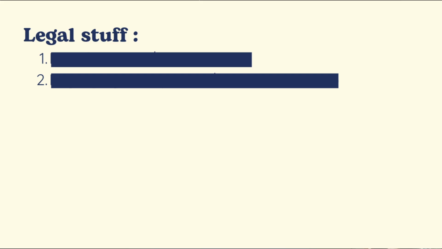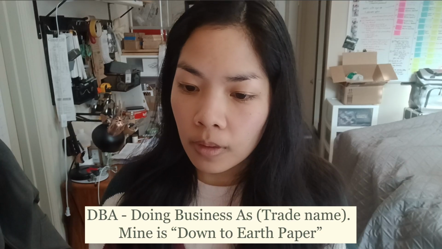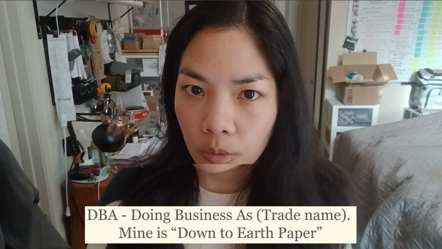Now, next is legal stuff. This is a part that is a headache to deal with, I believe, for a lot of us. But it's going to help us set up our business in the right way. What I have here is I set up my trade name with my state. DBA is doing business as. Another way to call that is a trade name. And my trade name is Down to Earth Paper.